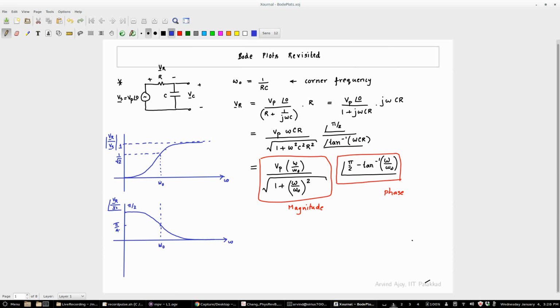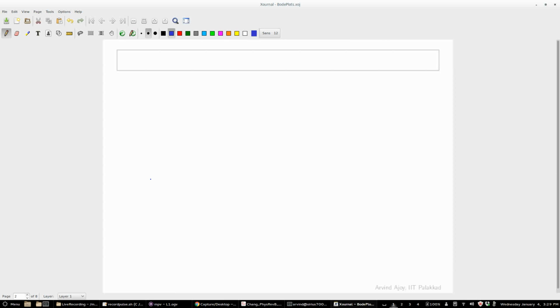All right. So this is an exact plot of the phase and the magnitude as we sweep the frequency omega. You can notice why we refer to omega 0 as the corner frequency, because you sense that there is a change in the nature of this function around this corner frequency.